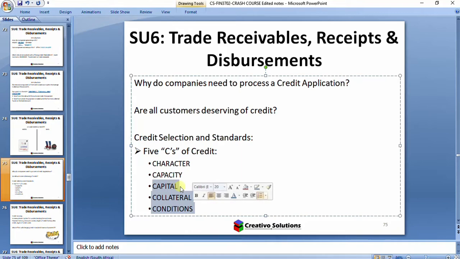Okay, how much capital are you going to be giving them? Do they have collateral that you can repossess? And what are the terms and conditions? All right, please look at that theory. It's worthwhile. It does come up from time to time.